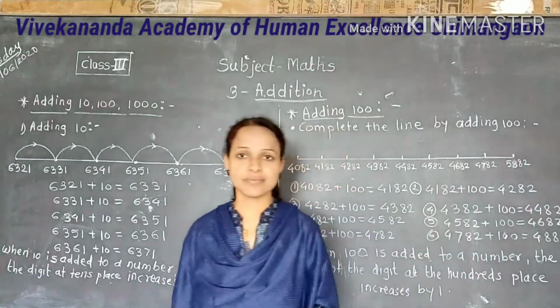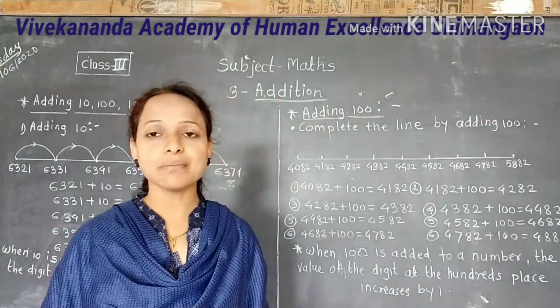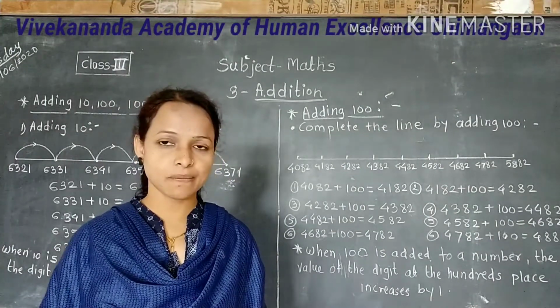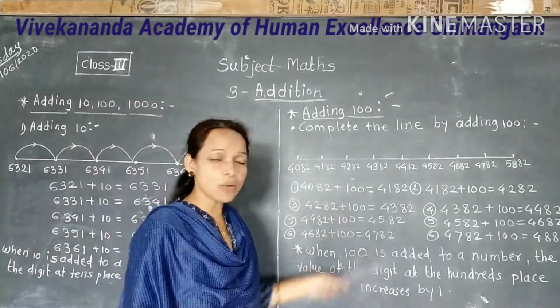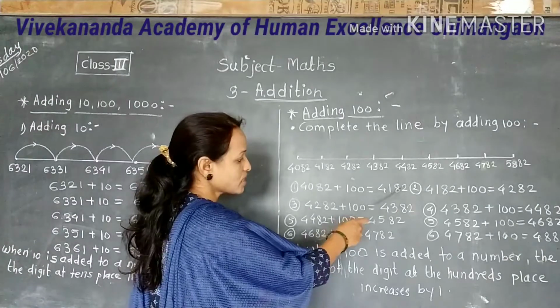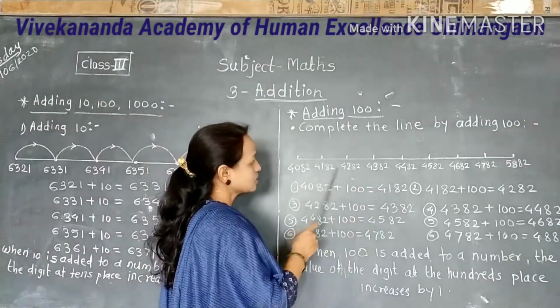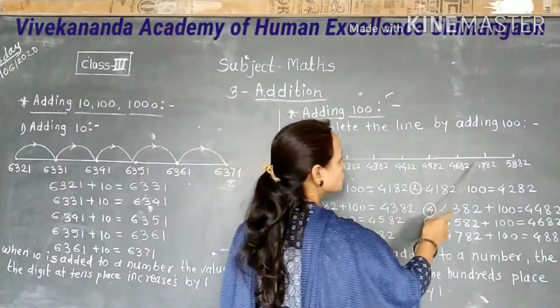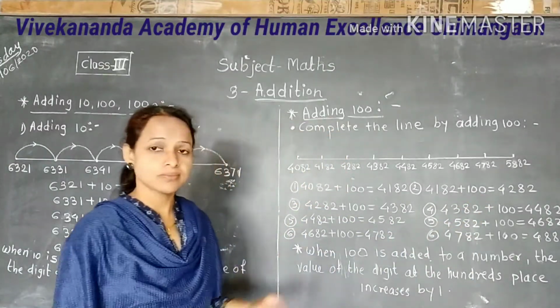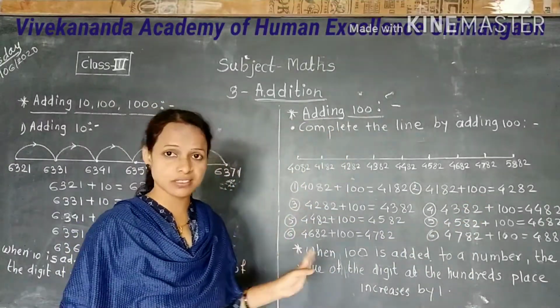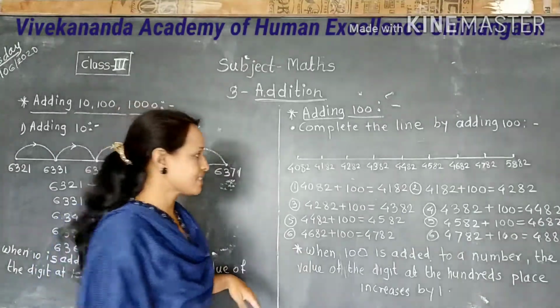And at last, we completed that number line by adding 100. So here also if you observe, look here, ones place everywhere: 2, 2, 2, 2, 2, 2, 2. Is it changed? No. Ones place is not changed. Now we will check tens.